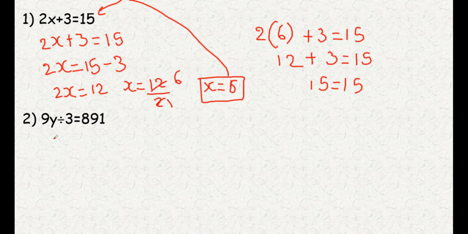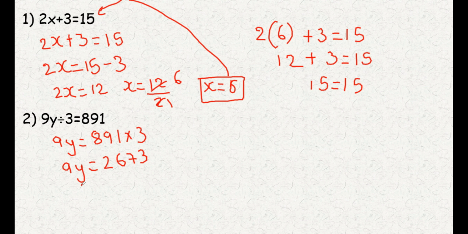Now we can solve the next problem. All problems are quite different in their model. Here, if divided by 3 on this side, it becomes multiplied by 3. 9y is equal to 891 into 3. 891 into 3 is 2673.